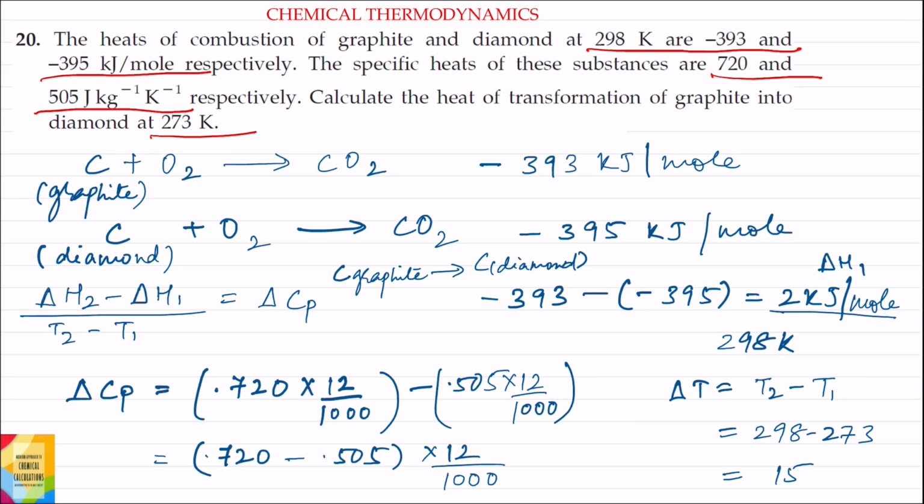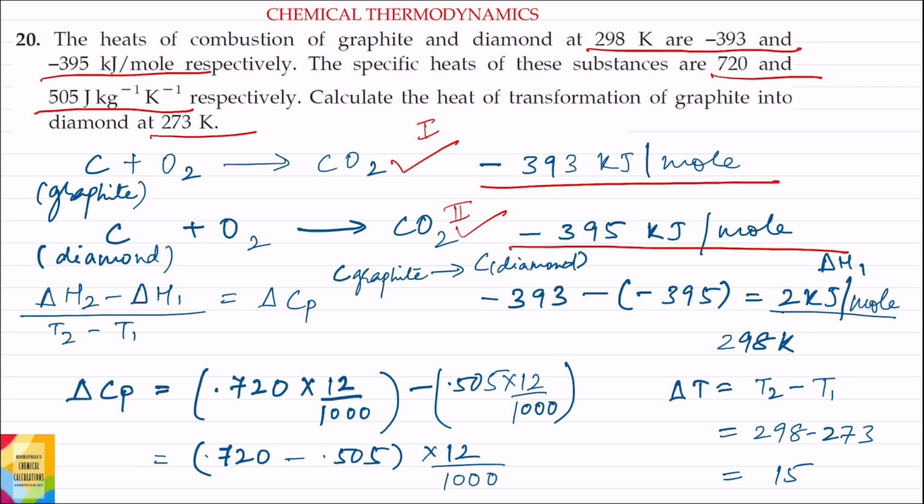अब heat of combustion of graphite and diamond given है. So equation हो जाएगी C plus O2 forming CO2. This is for graphite. Delta H value is given. C plus O2 forming CO2. This is the equation for diamond. Delta H value is given. Let this be equation 1 and this equation 2.